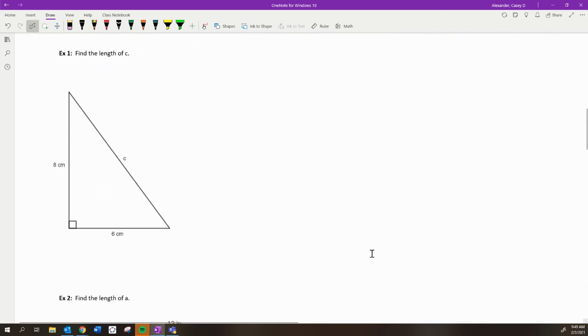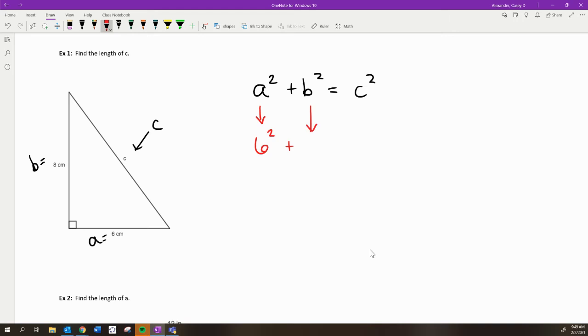Then we did a couple examples, and you can pick these notes up on Schoology. But in this example, the hypotenuse is C. And then we could say that A is 6 centimeters and B is 8 centimeters. So we said A squared plus B squared equals C squared, and we said find C. Well, I used a 6 in place of A, so I do 6 squared. And in place of B, I have an 8, so I do 8 squared. And then I don't know the hypotenuse, so I say that's C squared.